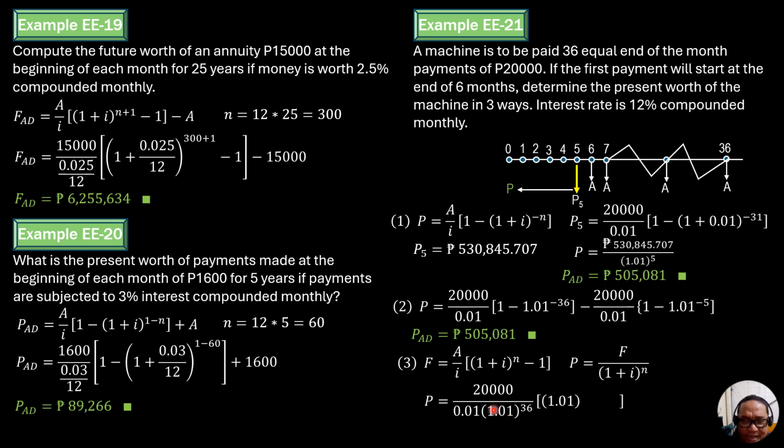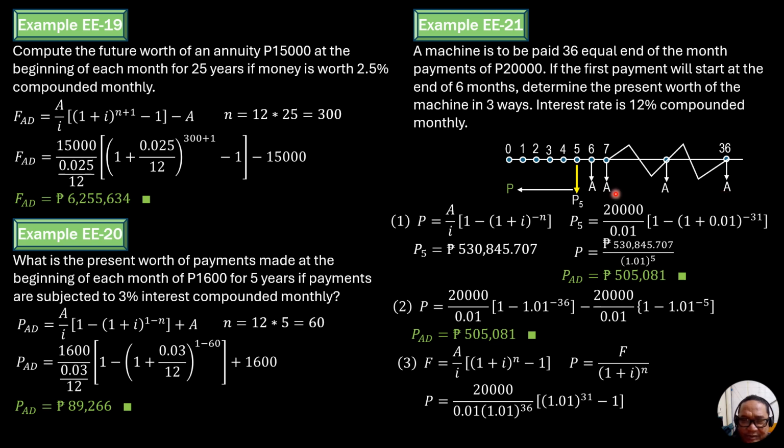So 20,000 over 0.01, this formula for F here. Then quantity 1 plus I, 1.01 to the 31. Remember, there are only 31 equal payments from 6 to 36. Then minus 1. Then that will be the future worth of these 31 equal payments, which occurs at the 36th period.